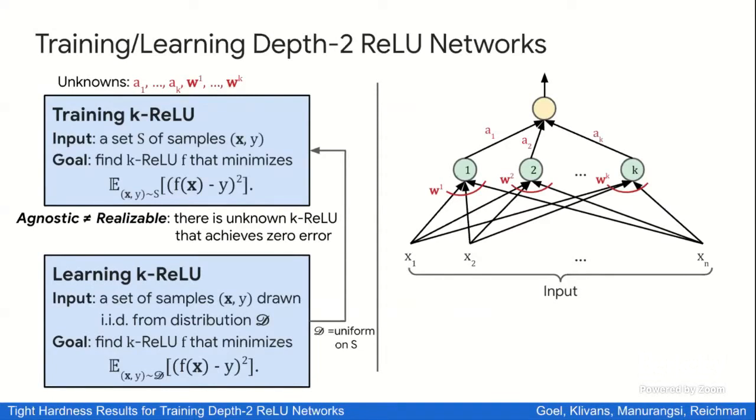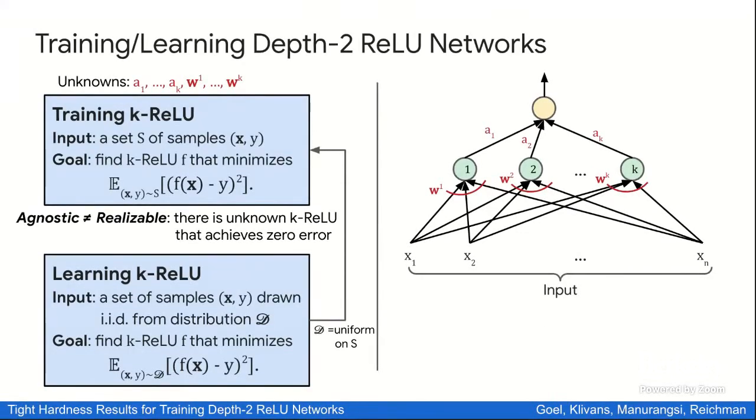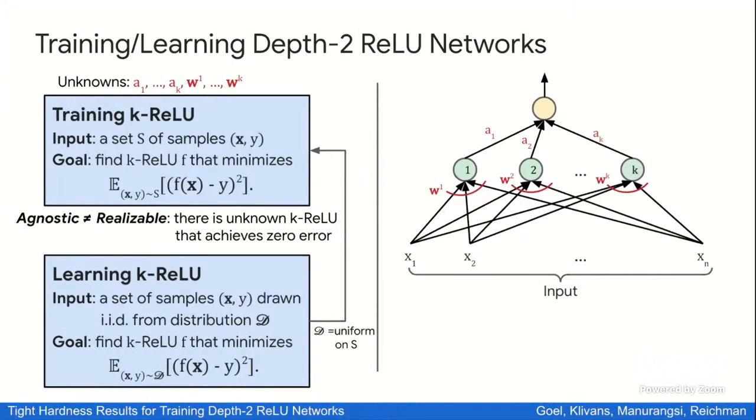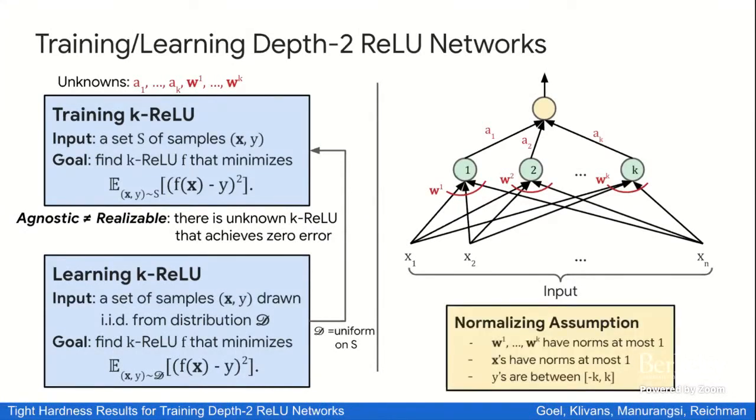Just quickly note here, learning is harder than training. You can always set D to be the uniform distribution over the set of input samples and get a training algorithm out of a learning algorithm. So for the purpose of giving an algorithm, just giving a learning algorithm is enough. But for the purpose of proving hardness results, it suffices to prove hardness for the training problem. We will be proving some quantitative hardness here, so we will need some normalizing assumptions. Specifically, we assume that the weight vector of each ReLU node has norm at most one, and the input also has norm at most one.